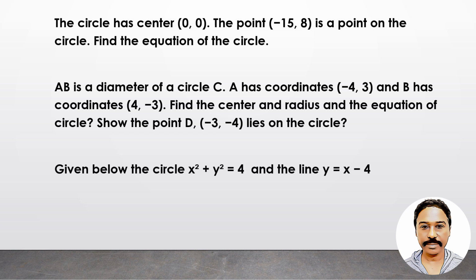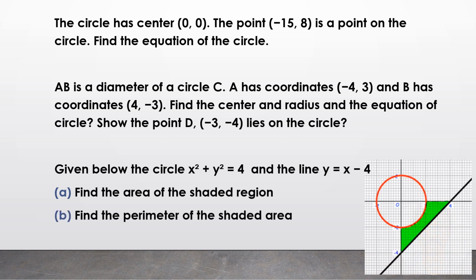Given below the circle x squared plus y squared equals 4, and the line y equals x minus 4, we would like to find the area of the shaded region, and then find the perimeter of the shaded area. Here is the circle in red, and here is the line, also red, and the shaded area, which is green here in between them. We would like to find the area of this region.